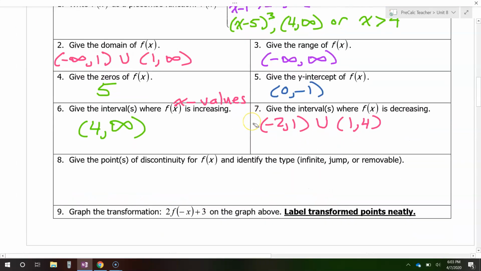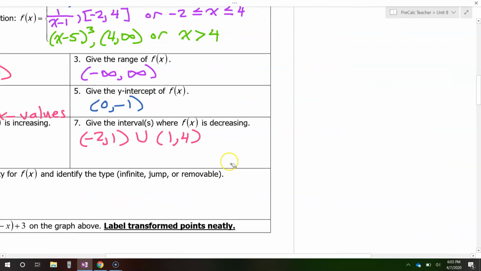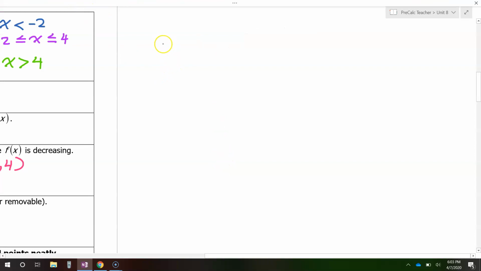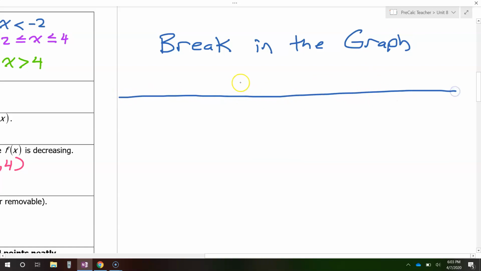What is next? Discontinuity. Let's do a quick refresher on what discontinuity means. A discontinuity is some type of a break in the function. That's going to be some type of break in the graph. And we have three flavors of discontinuity that we have learned about. There's a jump discontinuity, and that's where the graph jumps from one point to another. So there's going to be like a gap there.